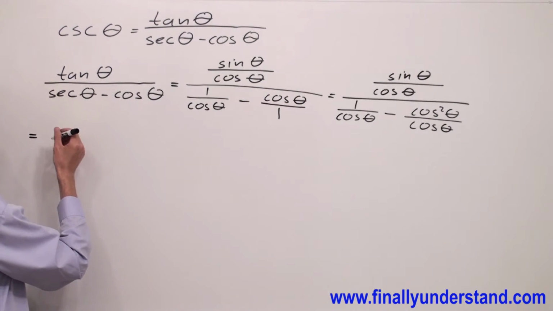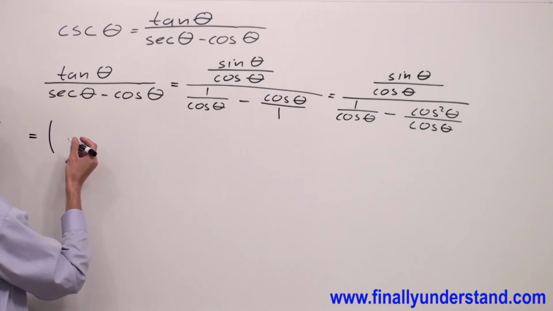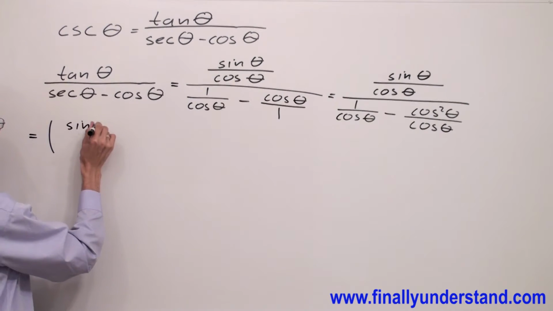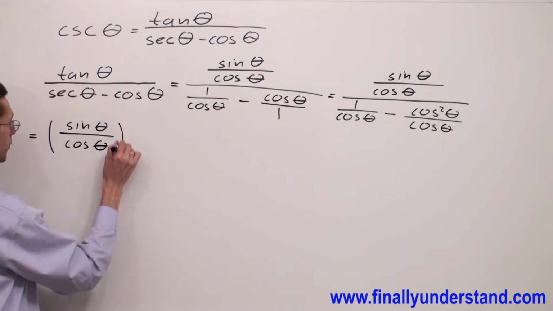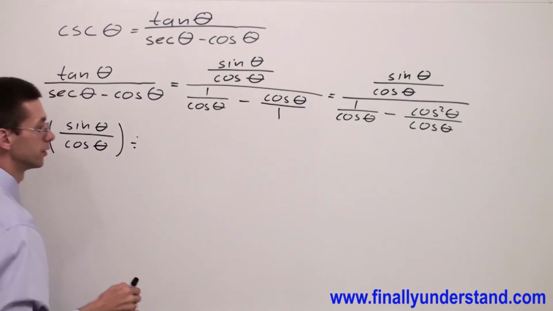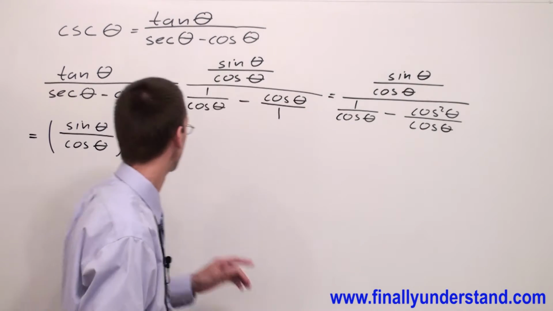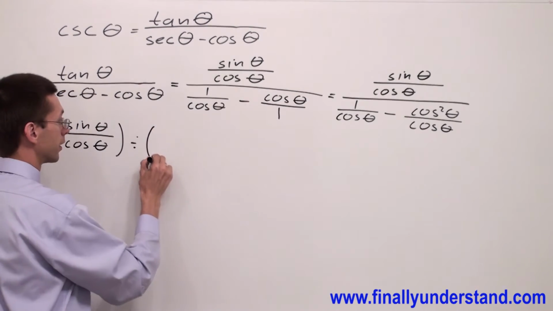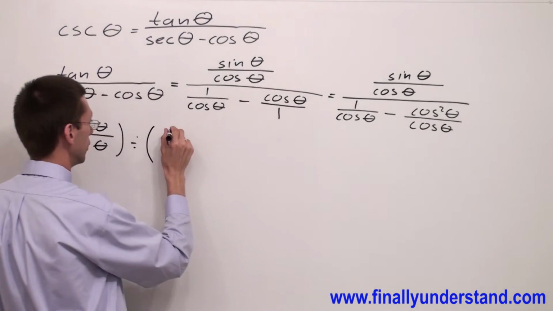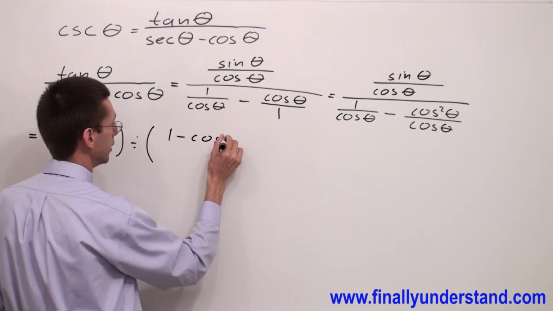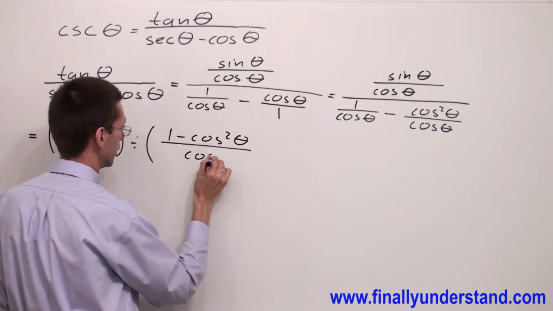Now, I can rewrite this big fraction as regular division. I have sine theta over cosine theta divided by, instead of this long fraction, I'm going to write division sign, and simply copy the denominator, 1 minus cosine squared theta over the common denominator, which is cosine theta.